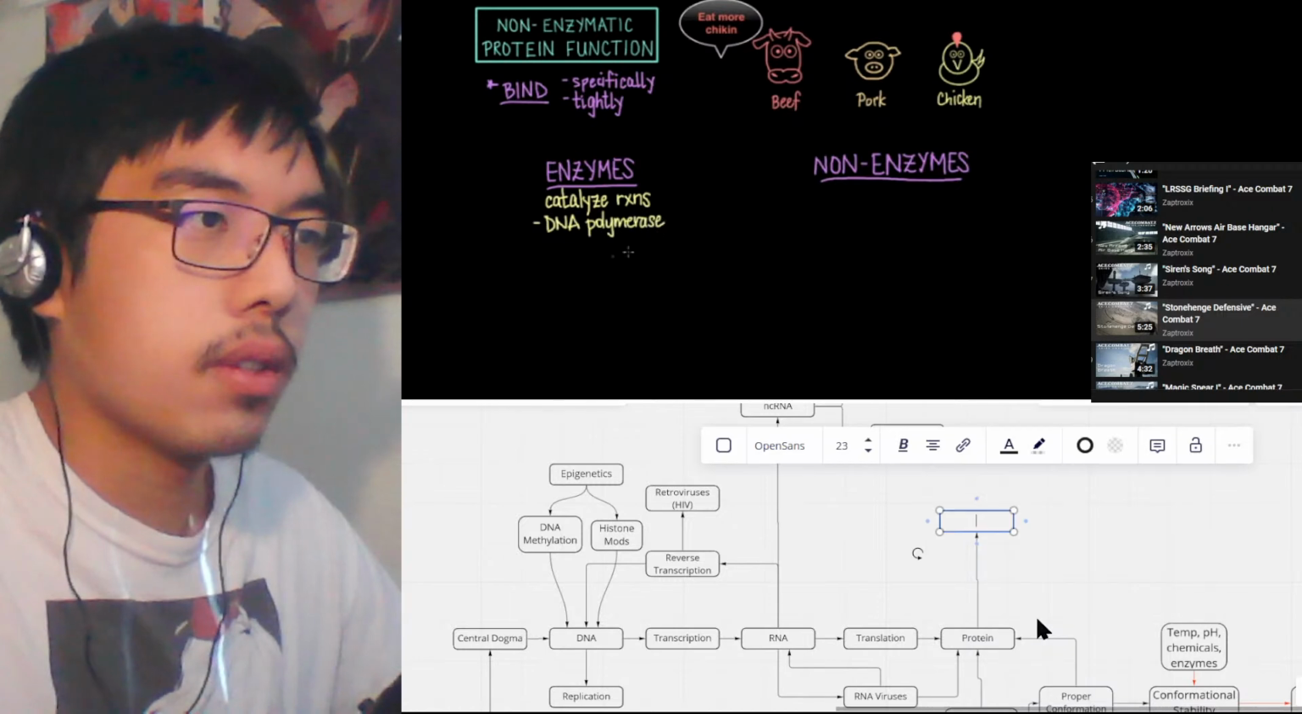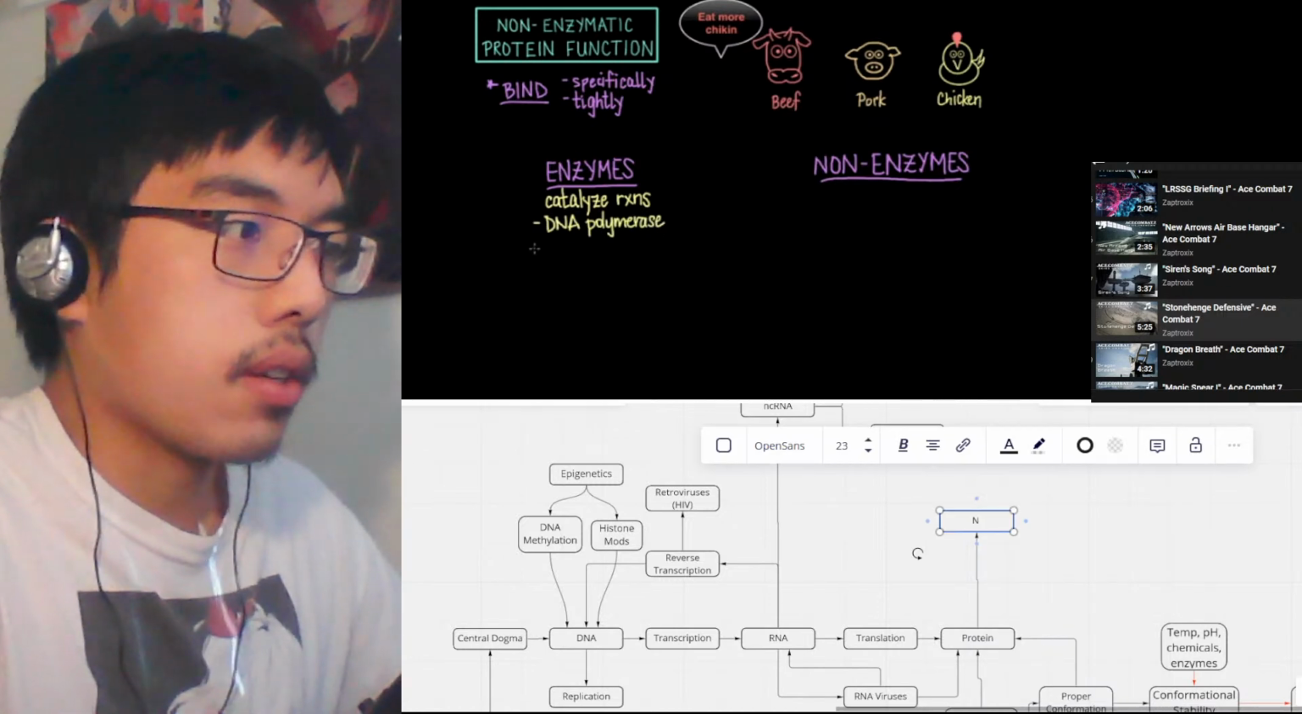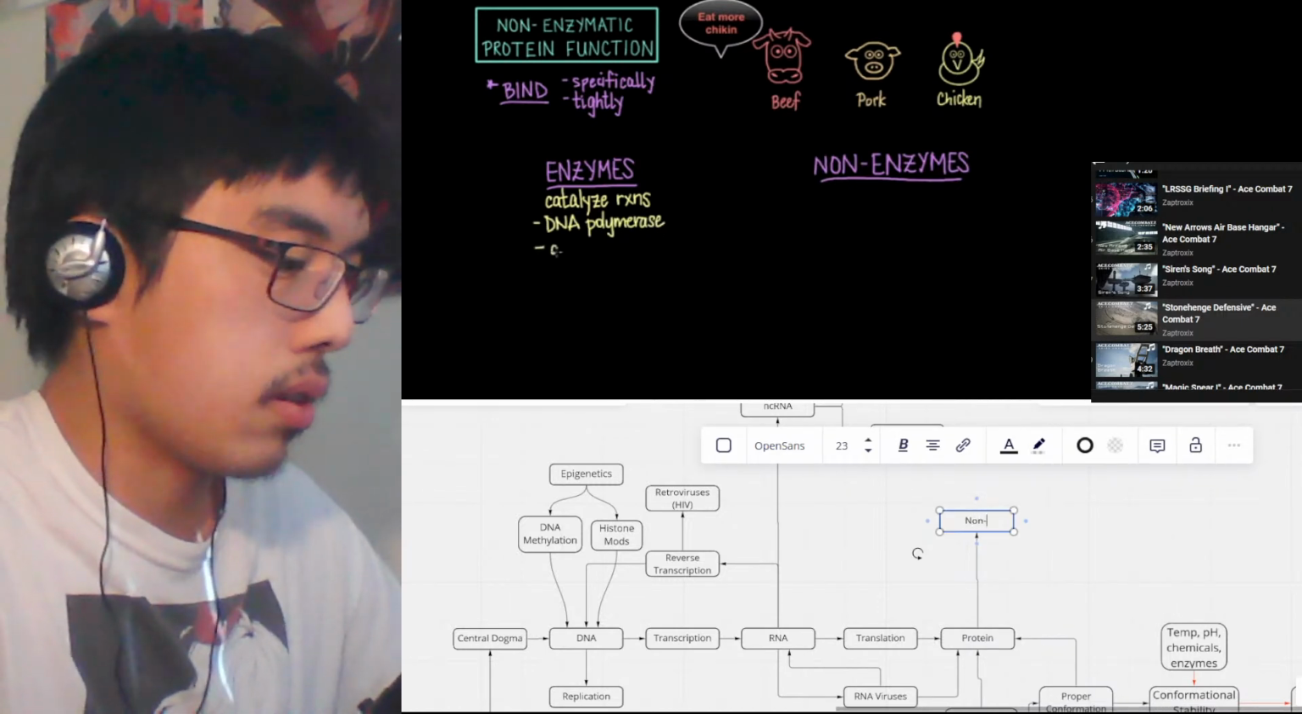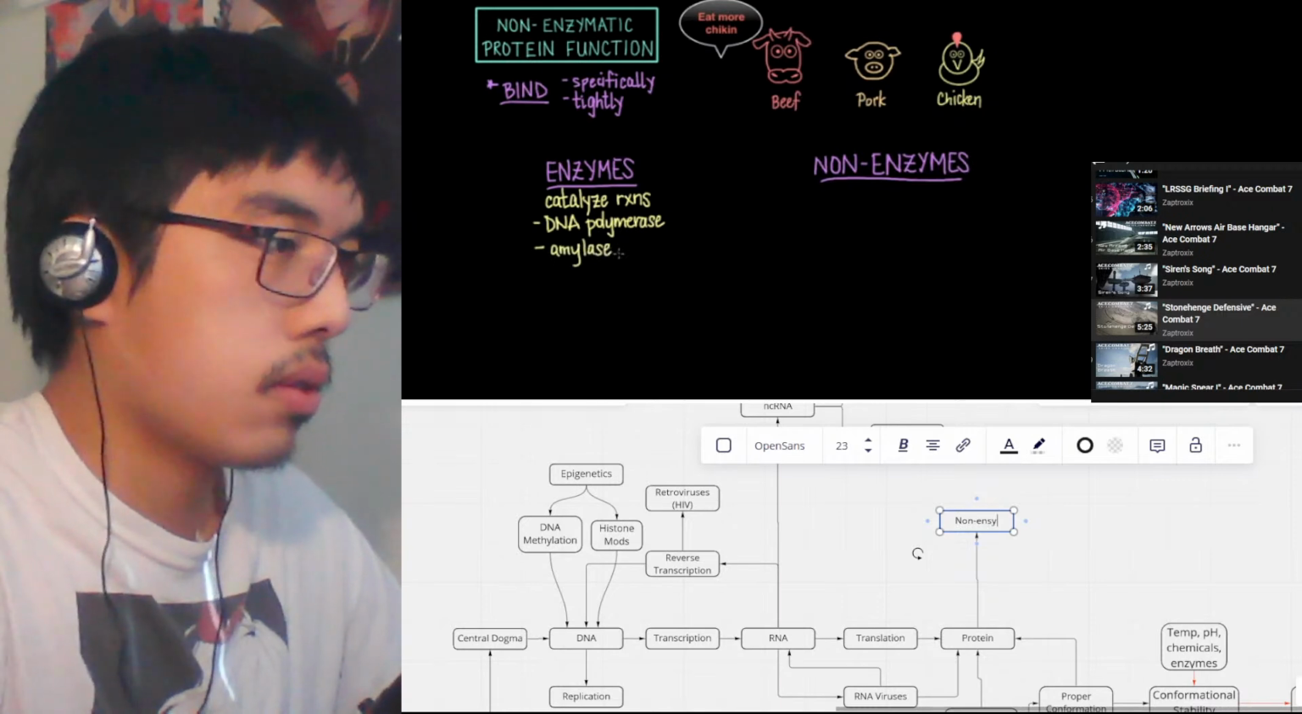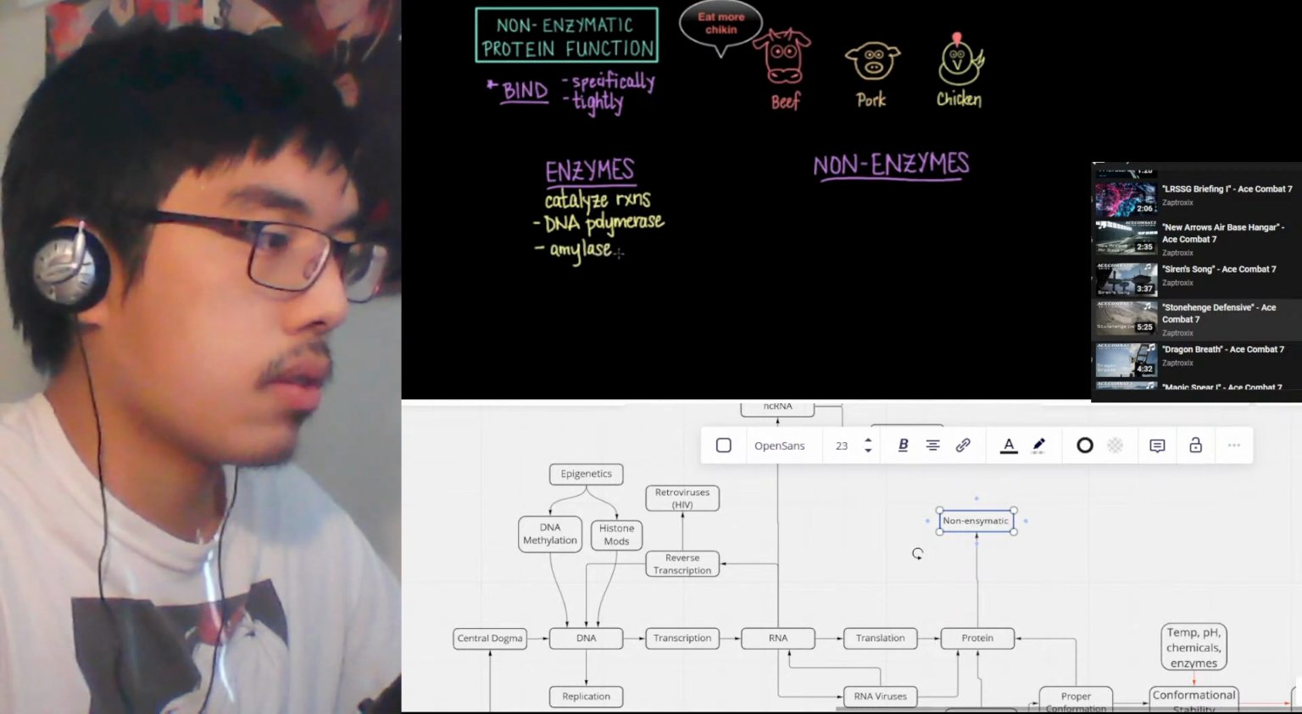And probably even more familiar to you are the enzymes in your saliva. Every time you eat, there's one enzyme in particular called amylase, which is responsible for breaking down starch into sugars. So amylase is another example of a protein that has enzymatic function.